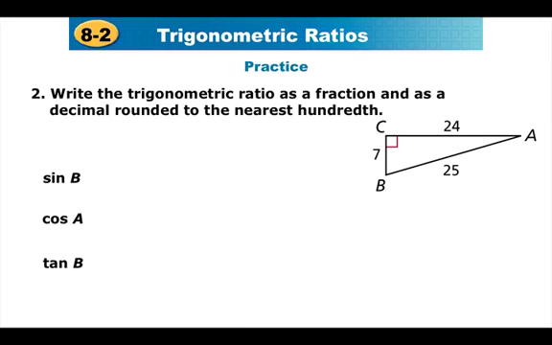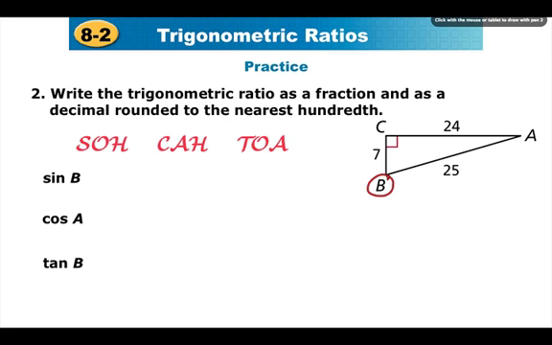Very similar to number 2, same directions. Now I want to compute sine of B. Let's bring the acronym, SOHCAHTOA. So here's my reference angle, angle B. Sine is opposite over hypotenuse. From this angle, which side is opposite? 24. Which is my hypotenuse? This one is never going to change. That's why I have the following.